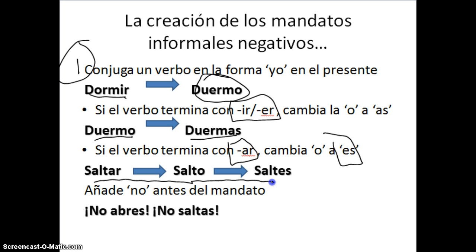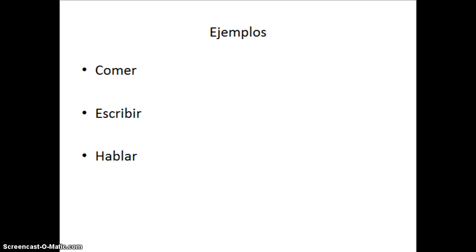Okay, and then we just add the no before. So no abras, no saltes, no duermas. Okay, and that's pretty much how we do it. So our steps are: 1, conjugate in the yo form. 2, change the ending either to as or es. And then 3, add on the no. Alright, we can add on the exclamation points as well. Let's keep going. So let's work on some examples.